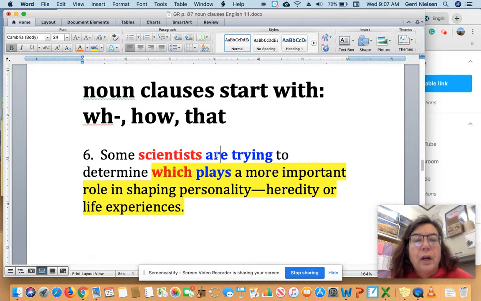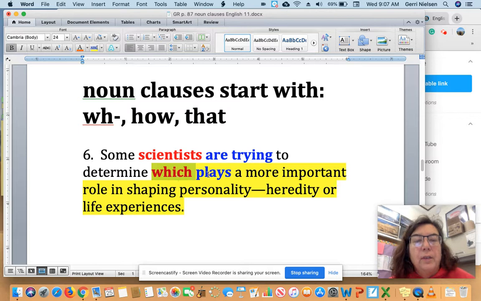Scientists is your subject. Are trying is your verb. What are they trying to do? They're trying to determine. That's an infinitive phrase there. That's what they're trying to do. That's the direct object, to determine. Now, what's the thing they're trying to determine? They're trying to determine this. They're trying to determine which plays a more important role in shaping personality, heredity, or life experiences.